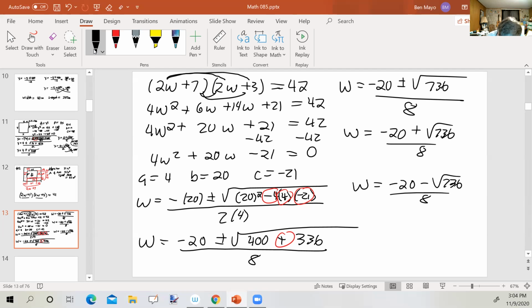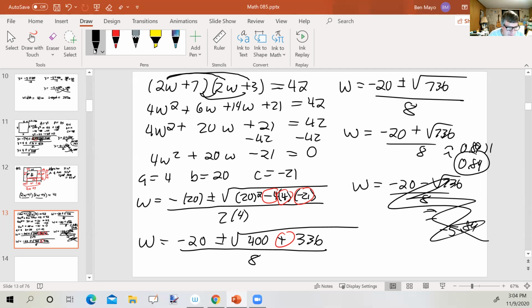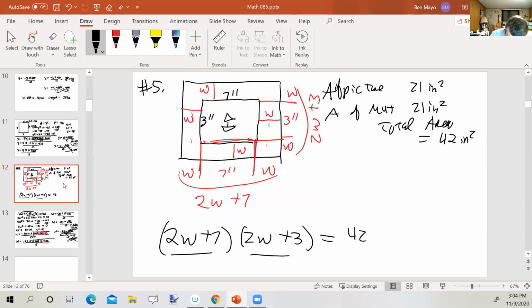And I come up with 0.8911, rounding to the nearest hundredth, 0.89. Doing the bottom one, I suspect that once again, yep, I get a negative 5.89 something. So again, our only answer that's correct is the 0.89. So going way back here, this width is 0.89 inches. Same thing here, same thing here, same thing there.